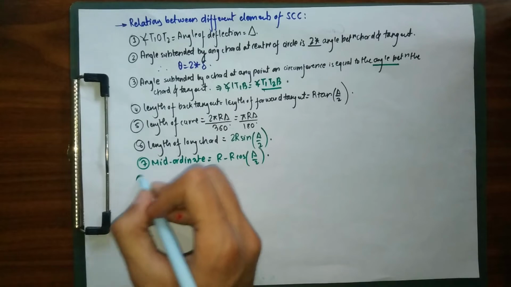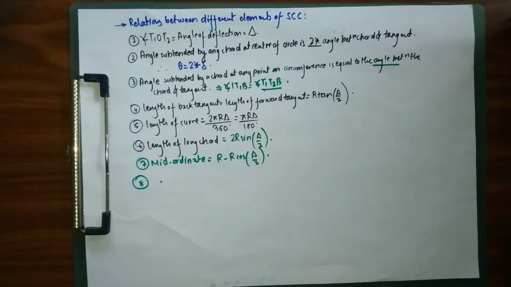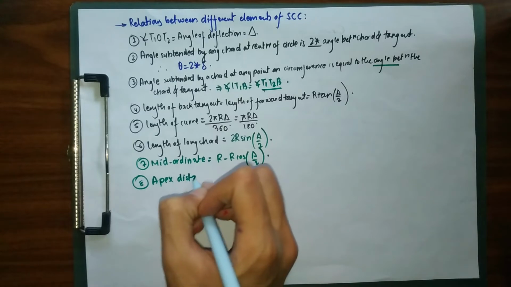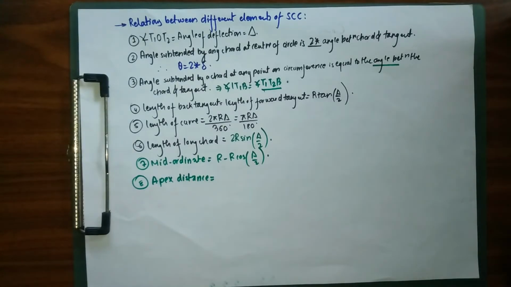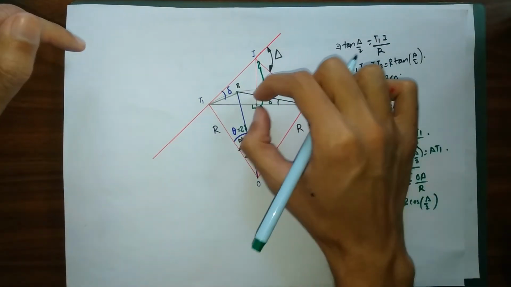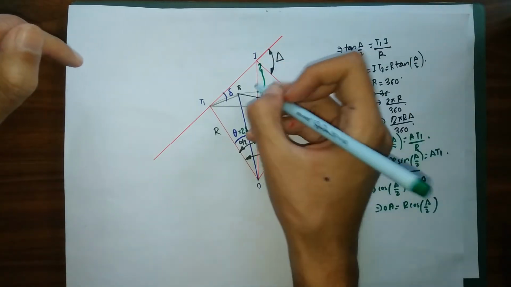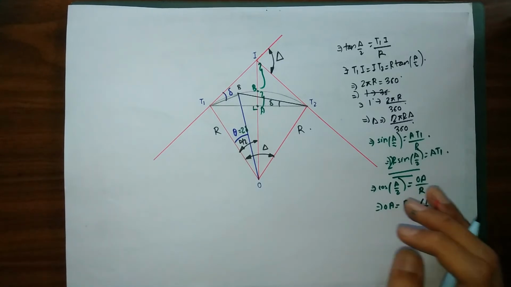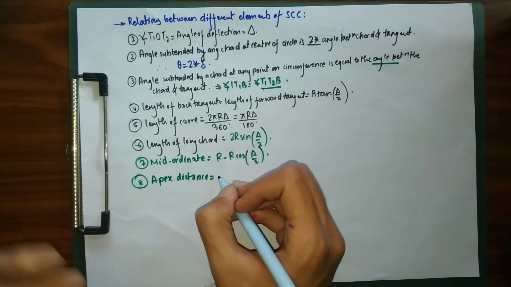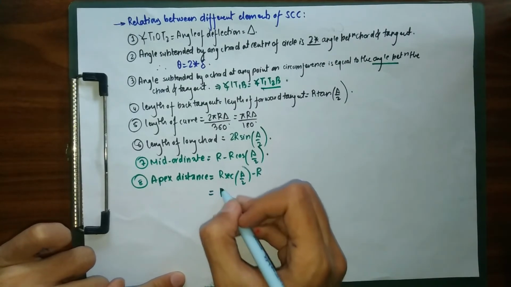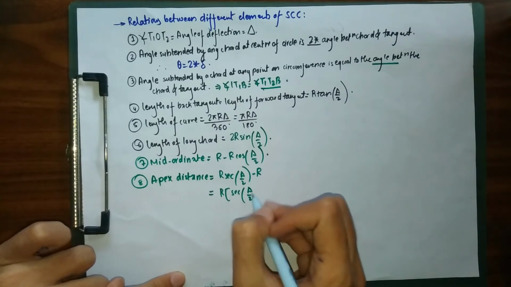So in our number 8, after mid ordinate we have our apex distance. Let me show you what is our apex distance. Our apex distance will be simply equal to this length. This was our mid ordinate, this is our long chord. Let me name this as B. The distance from B to I is our apex distance, and our apex distance will be the difference of r sec del by 2 minus r, and this is simply equal to r, if you take r common, sec del by 2 minus 1.